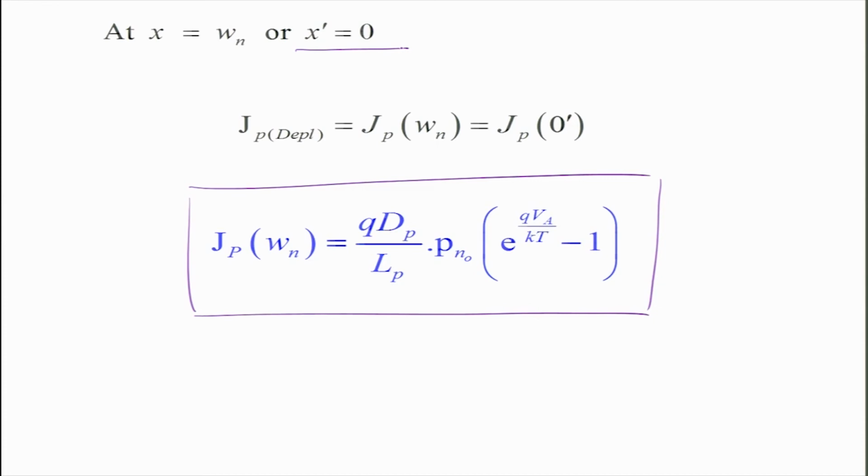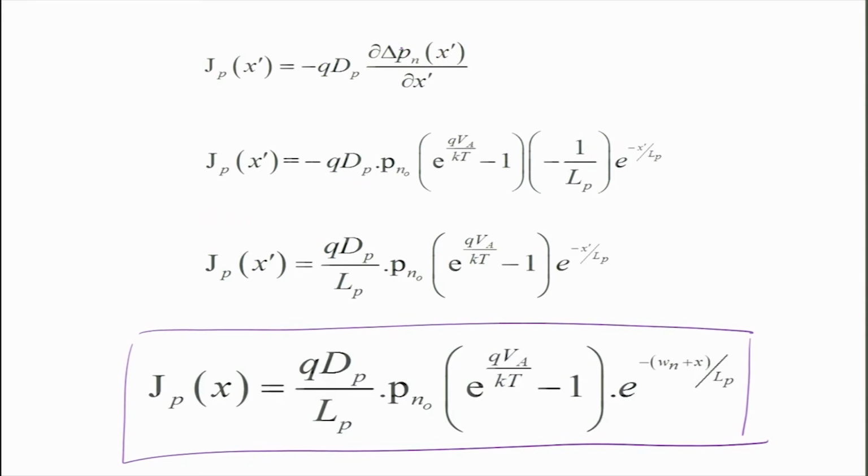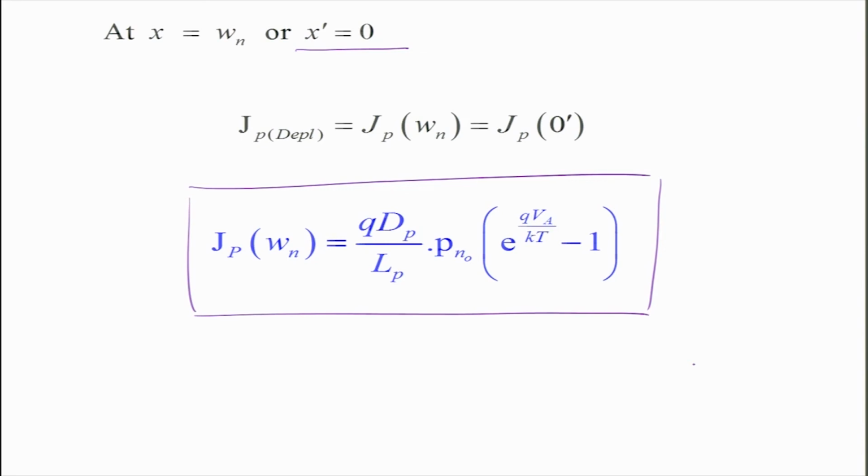When you take x prime equal to 0, there should be one minor correction here: it should be x minus Wn, because we are saying that x prime equals 0 at x equal to Wn. So x prime will be x minus Wn. When you take x as Wn, that exponential factor becomes equal to 0 at the edge of the depletion region. So we get Jp at Wn equal to q Dp by Lp into Pn naught into exponential of qVa by kT minus 1.